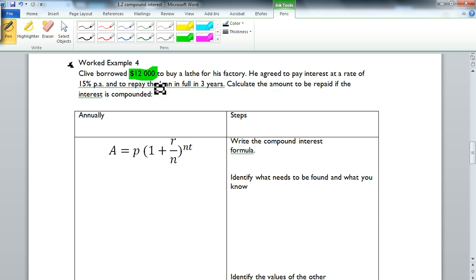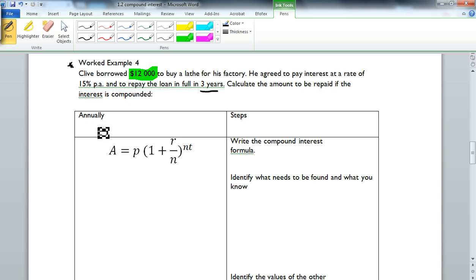So Clive borrowed $12,000, just to refresh. Clive borrowed $12,000 to buy a lathe for his factory. He agreed to pay interest at a rate of 15% per annum and to repay the loan in full in 3 years. So calculate the amount to be repaid.